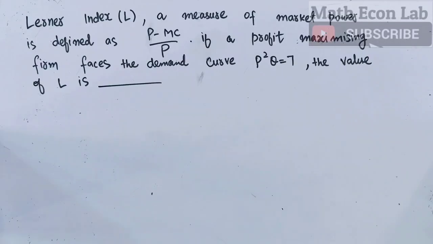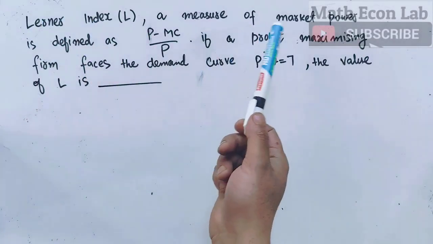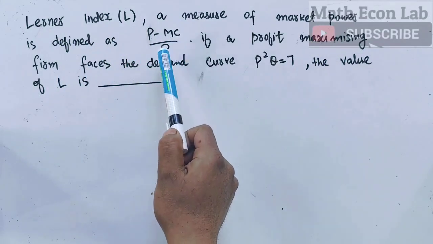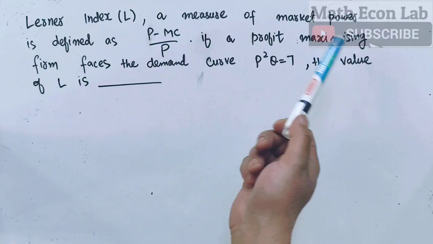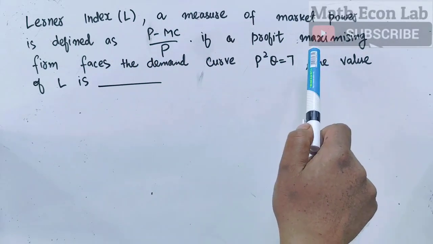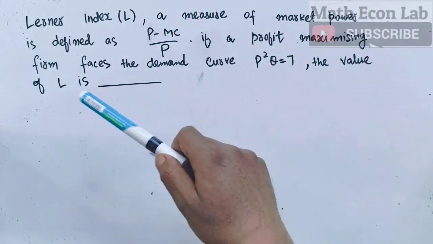The question is how to find out the value of the Lerner index. The question goes like this: Lerner index, a measure of market power, is defined as L = (price minus marginal cost) upon price. If the profit maximizing firm faces the demand curve P squared Q = 7, where P and Q denote price and output, we need to find out the value of L.